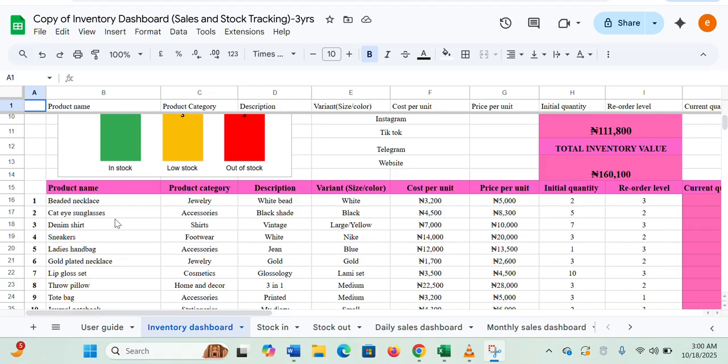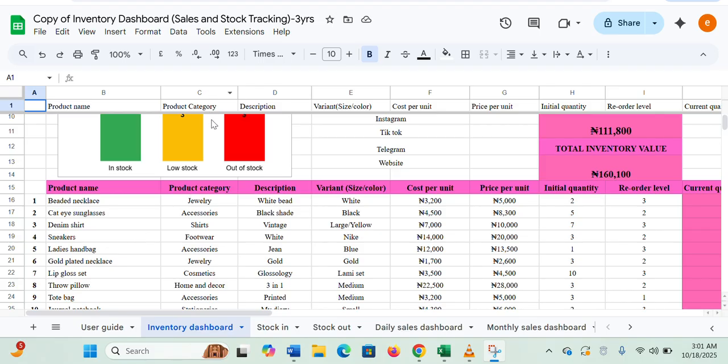In the spreadsheet you'll be getting, you just have three products listed, which you can edit. This is a dummy sheet, meaning that it is a copy of what you have, but well populated to explain better to you. So here we have beaded necklace, cat eye sunglasses, denim shirts, sneakers, all of that.